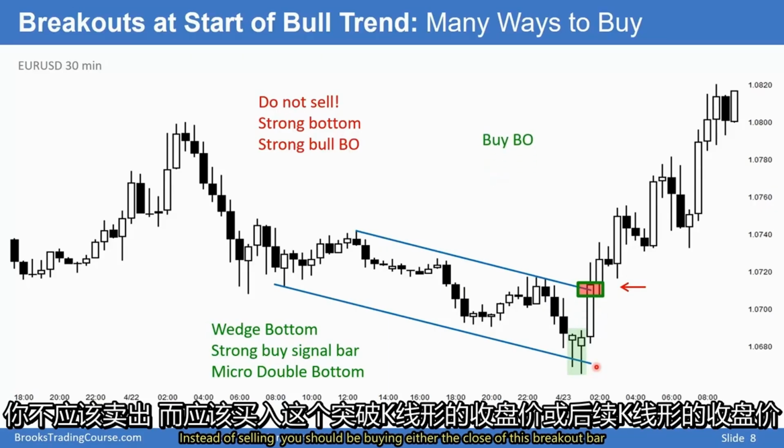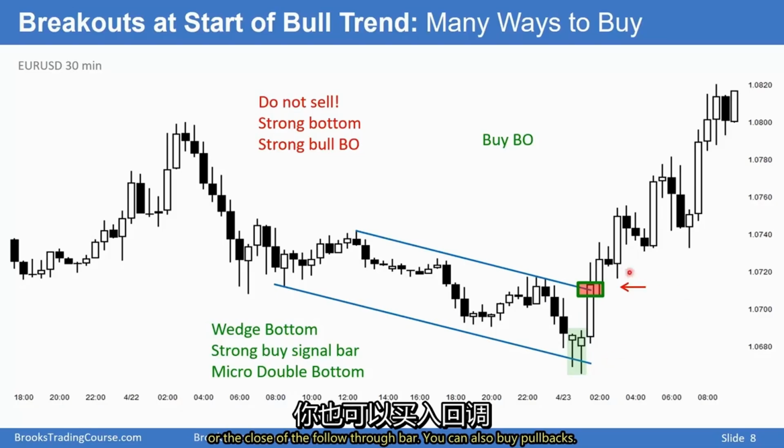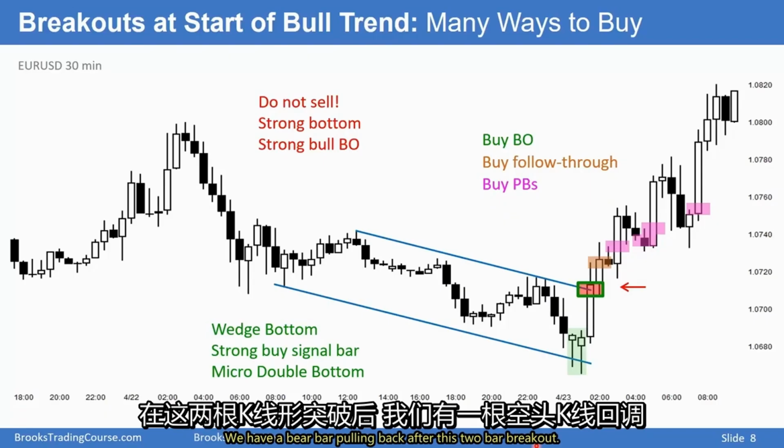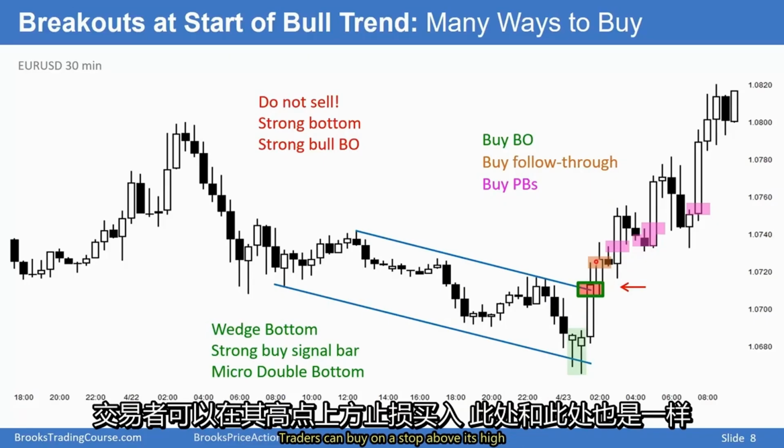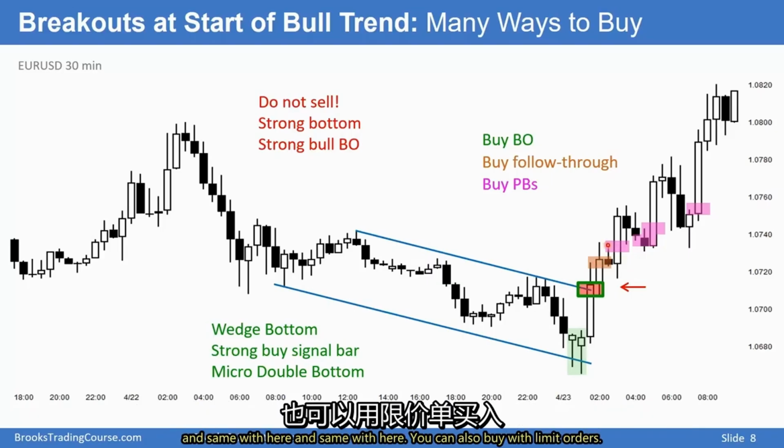Instead of selling, you should be buying either the close of this breakout bar or the close of the follow through bar. You can also buy pullbacks. We have a bear bar pulling back after this 2-bar breakout. Traders can buy on a stop above its high, and same with here, and same with here. You can also buy with limit orders.